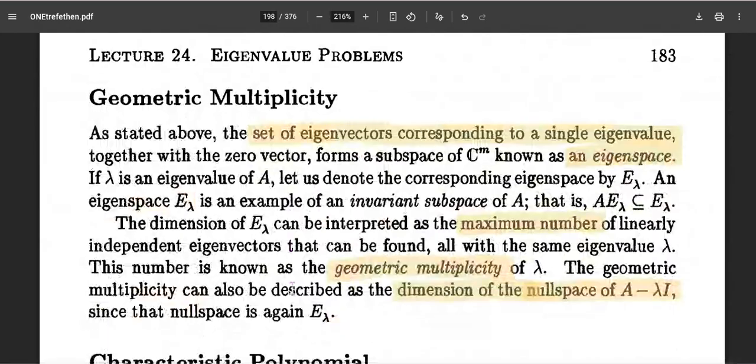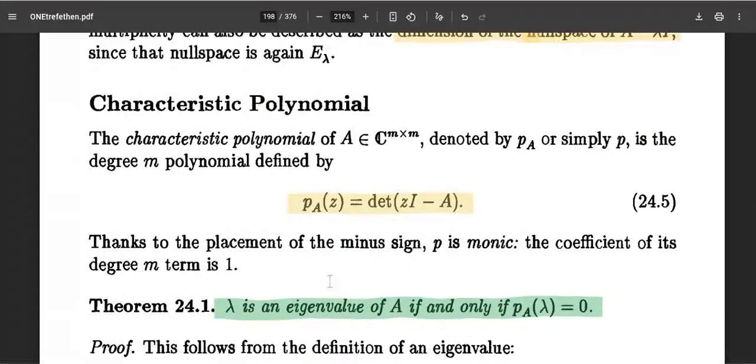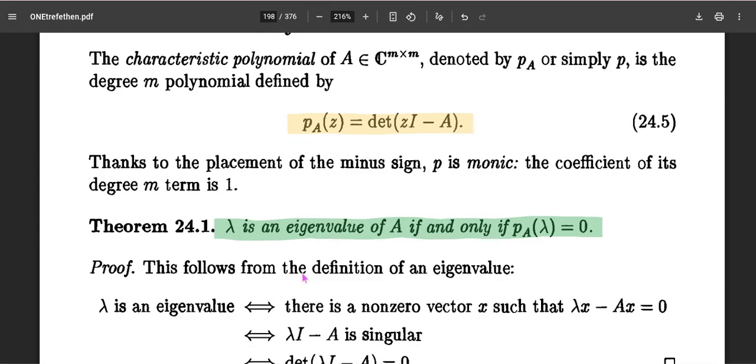Geometric multiplicity is another definition. The number of eigenvectors corresponding to a single eigenvalue is termed the geometric multiplicity. It is the maximum number of linearly independent eigenvectors in the eigenspace found for a particular eigenvalue. The characteristic polynomial is defined by equation 24.5, and the roots of this characteristic equation are the eigenvalues. That's what theorem 24.1 says: lambda is an eigenvalue of A only if it is a root of the characteristic polynomial defined by equation 24.5.